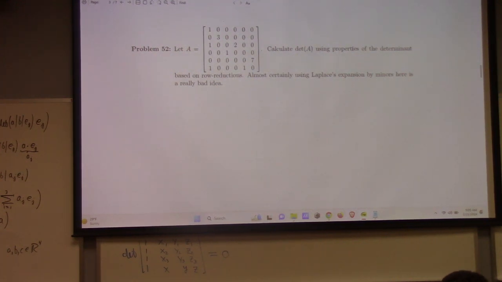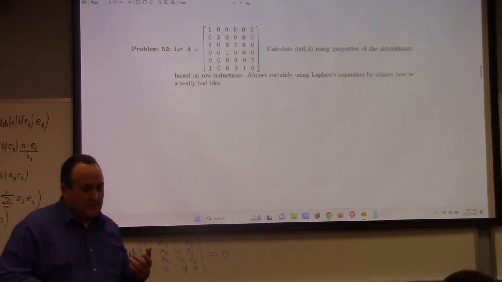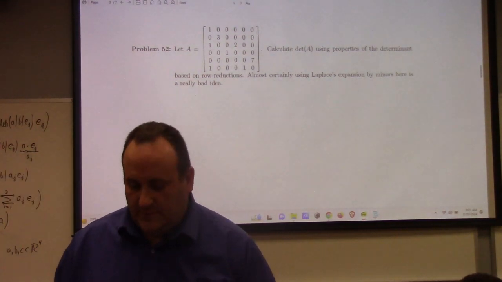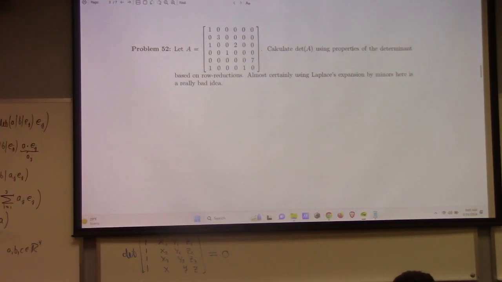So next time, we begin our discussion of coordinates, non-standard coordinates for Euclidean space. I think you'll find this material interesting and also challenging, what we're about to do.